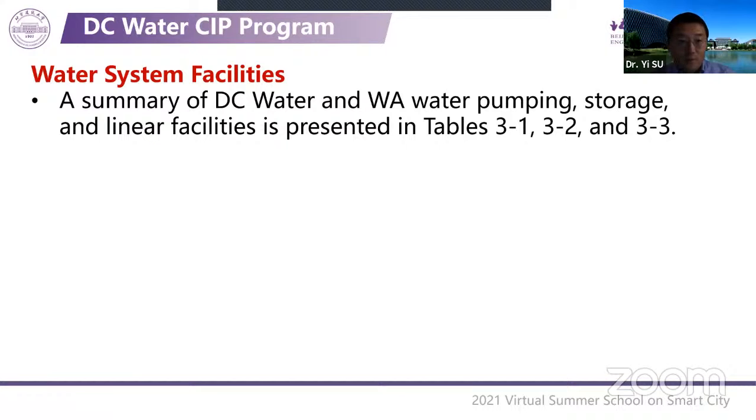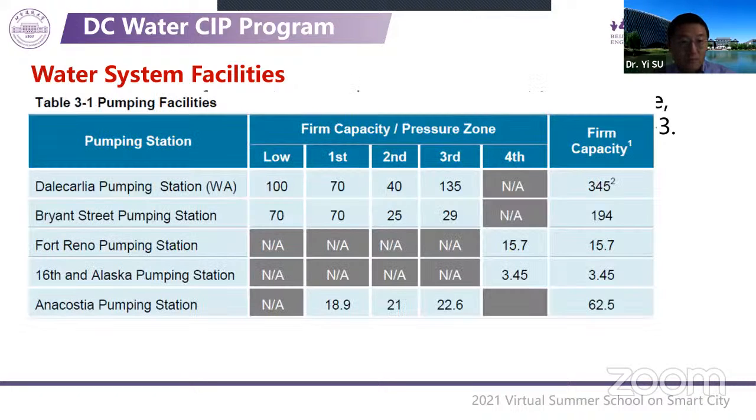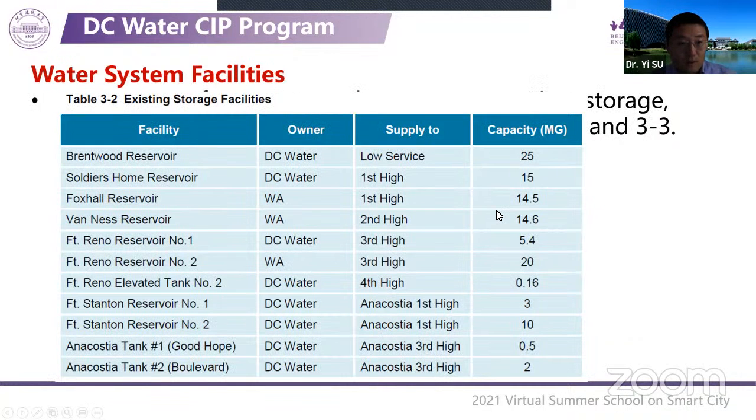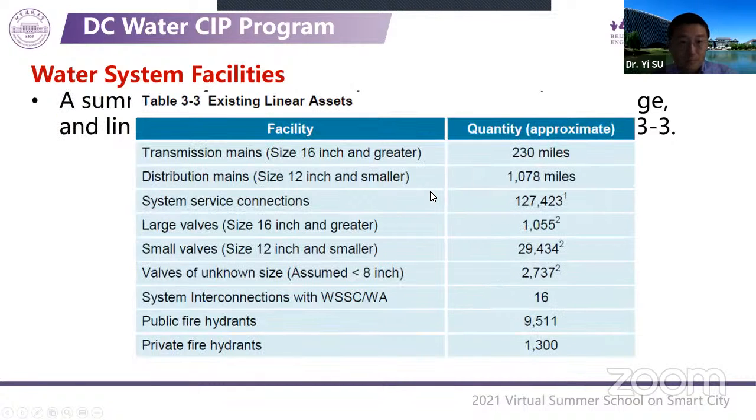So a summary of DC Water pumping, storage, and linear facilities is given in those tables. It has the Reno pumping station and the Anacostia pumping station and so forth, and their capacities are different. And the storage facilities, reservoirs, for example, tanks, and water mains, and so forth.